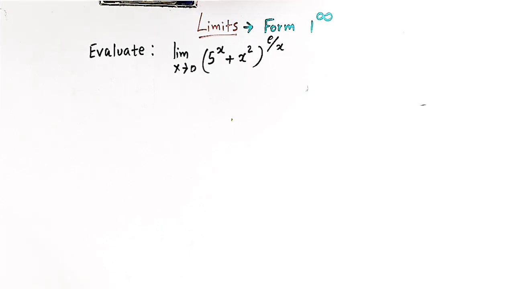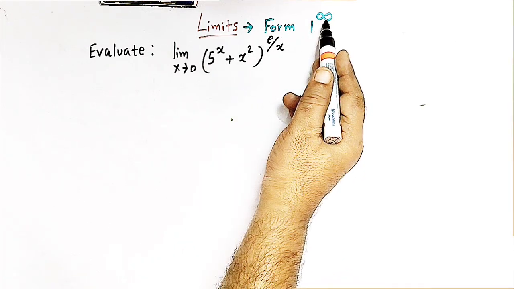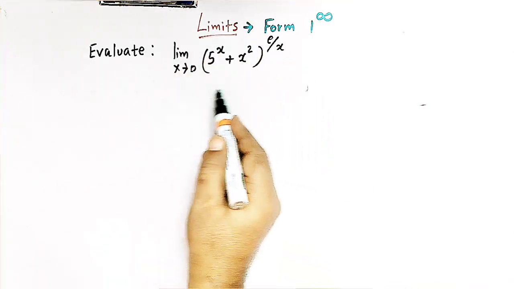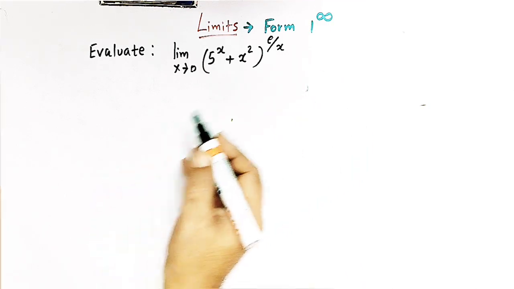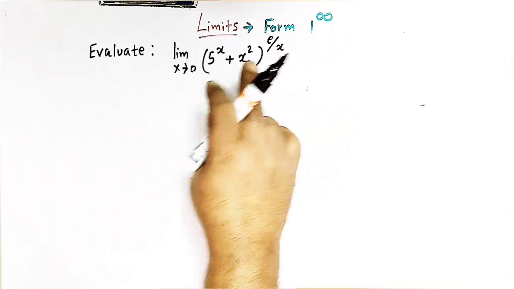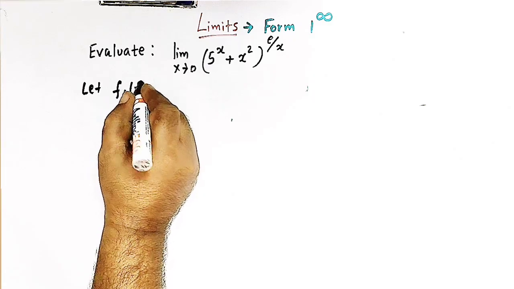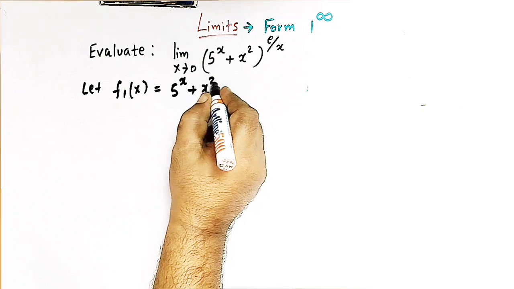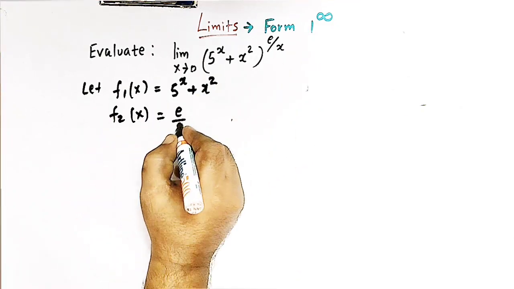So in this session, we are going to discuss limits of this form, that is 1 raised to infinity. So let us first establish that this given limit is of this form, that is 1 raised to infinity. So for establishing this limit to be of this form, let us assume that the function f1(x) is equal to 5 raised to x plus x square, and f2(x) as e over x.